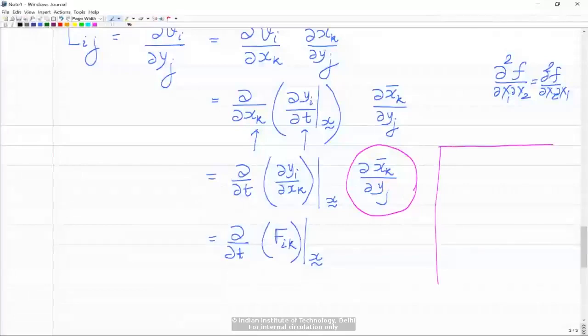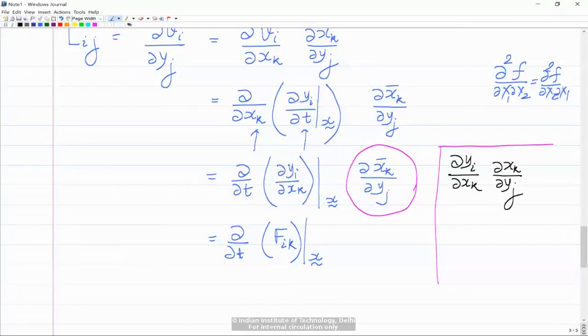So, can we write this? So, del yi over del xk into del xk over del yj. Sorry, yj. What is this then? Can someone tell me what is this? So, there's a chain rule, of course, and there's a summation over k. What will this be equal to?